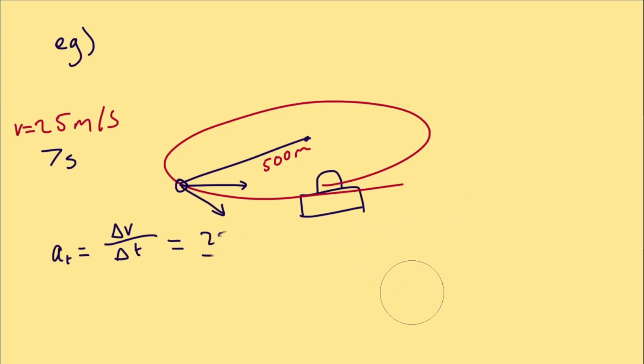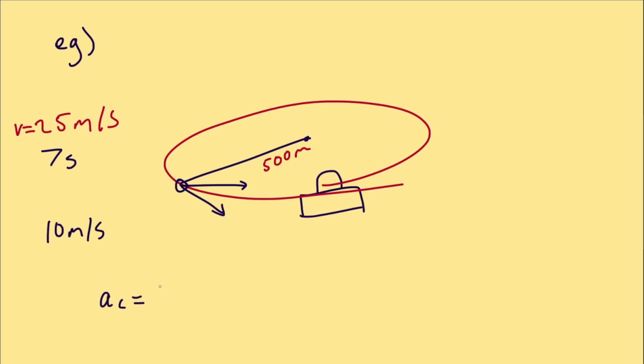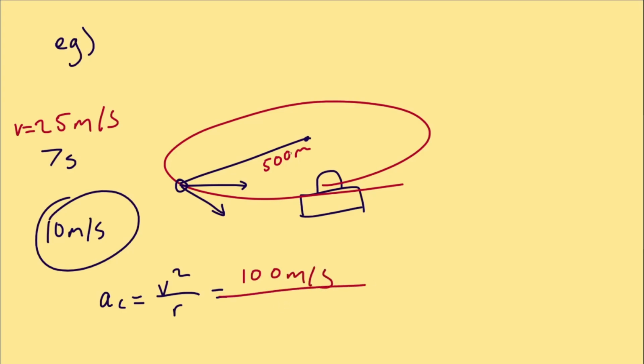What if we wanted to find the centripetal acceleration when velocity is equal to 10 meters per second? So at the peak, it's 25 meters per second. But somewhere along the way, it's going to reach 10 meters per second. For the centripetal acceleration at this point, we can just use the simple centripetal acceleration formula. It's A_C equals velocity squared over r. Velocity squared is 10 times 10, so 100 meters squared per second squared, and the radius is 500.